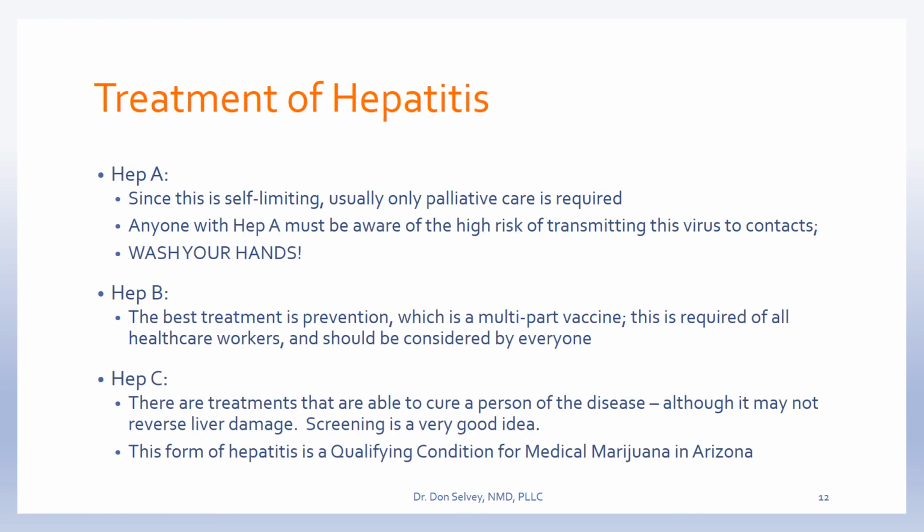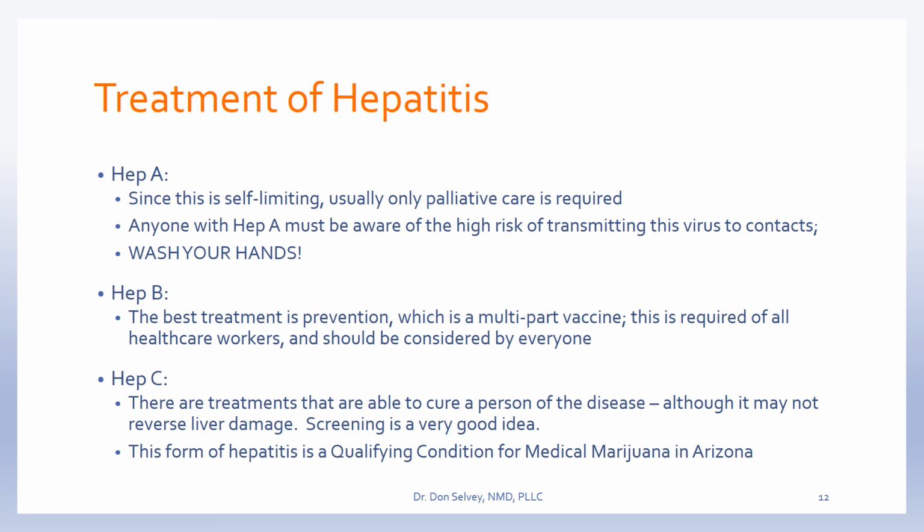All right, how do we deal with hepatitis? Hepatitis A is self-limiting, so usually only palliative care is required. Again, there is a vaccine now. Anyone with Hep A really needs to be aware of the risk of transmitting the virus to other people. And so wash your hands, wash your hands. Again, if we get everybody to wash their hands, this one goes away. We can eradicate this one without drugs, just by washing your hands.